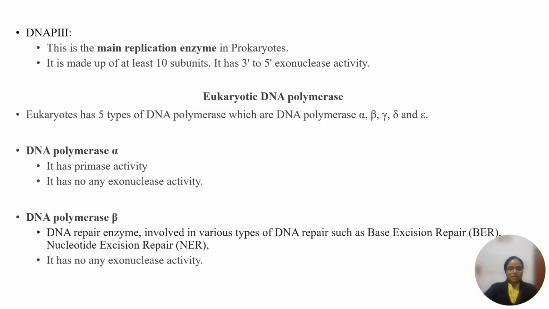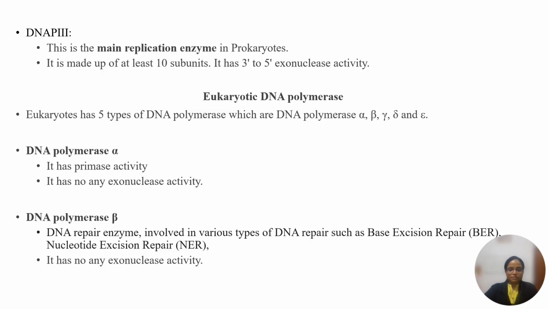So DNA polymerase alpha has a primase activity. That means it has a polymerization activity. It polymerizes the DNA nucleotides in 5' to 3' direction, but it has no exonuclease activity. It can't remove the DNA nucleotide. So DNA polymerase alpha, we see that it's able to make the primer during the DNA replication process.